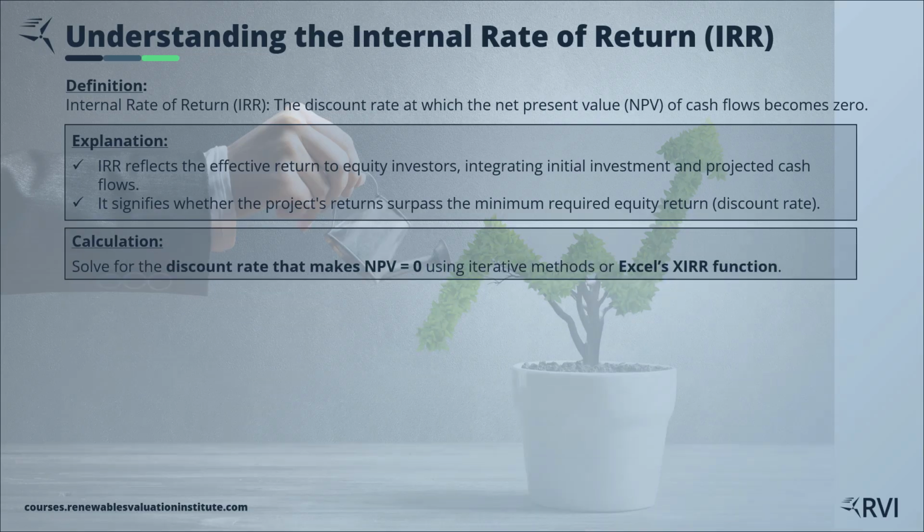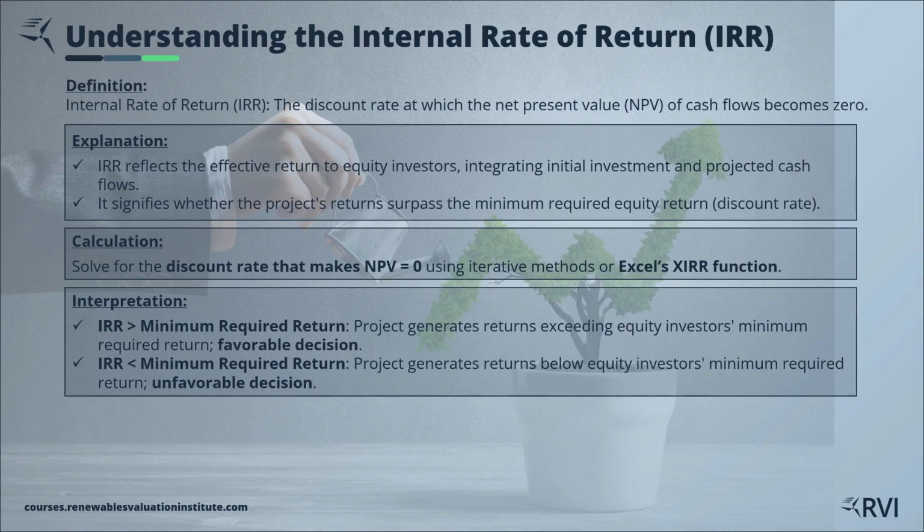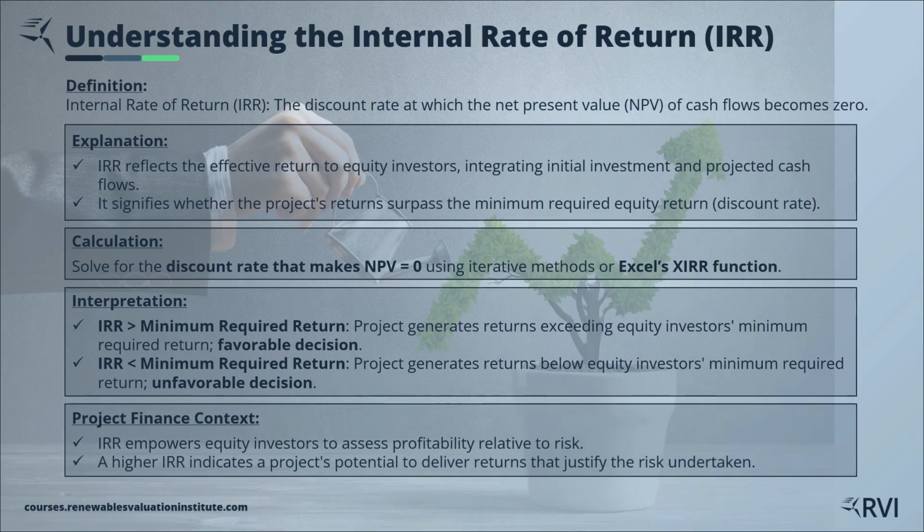In practice, we don't solve this manually. We use Microsoft Excel's XIRR function, which is designed for cash flows that happen on real dates. And all we need is 2 inputs, the free cash flow to equity and the timeline dates. Interpretation is straightforward. If the IRR is above the equity hurdle rate, the project clears the return requirement. If it's below, it doesn't. Now let's jump into Excel and implement the IRR.